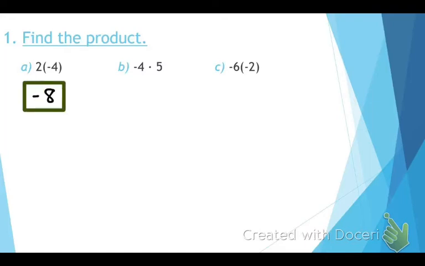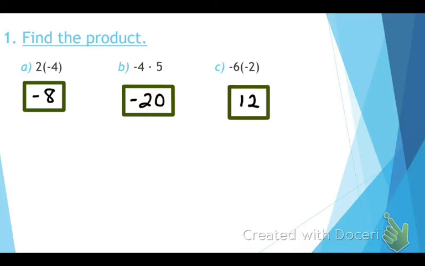Next one, Emma, -4 times +5. Okay, it is -20, and once again, that's because there's only 1 negative sign, and that's an odd number, so my answer has to be negative. I want you guys to do problem C on your own. Class, what's the answer? Okay, it's going to be a +12 because there were 2 negatives, and that is an even number of negative signs. Let's go on to the next one.